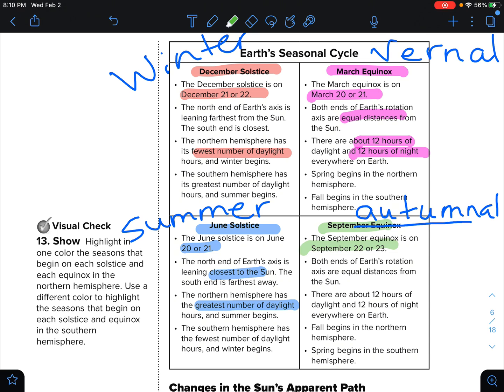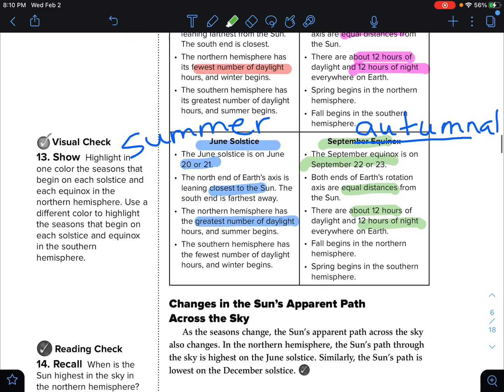Okay, so it happens between September 22nd and 23rd. Both ends of the Earth's rotation axis are equal distance. So remember, equinox is equal. There are about 12 hours of daylight and 12 hours of night. Fall begins in the northern hemisphere, and then spring begins in the southern hemisphere. So I will be showing this when we are in person and we are able to look at all of this with a globe. All right, so it's going to make a lot more sense to you.